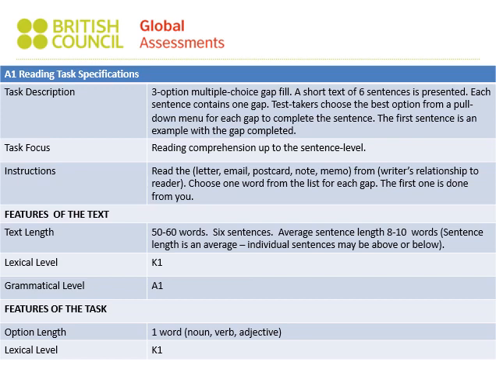You can change it, so you could have in one sentence a noun, in another sentence a verb, in another sentence an adjective, but each individual set of options has to be the same. And again, the lexical level is K1. We can only use words that are on the K1 list.